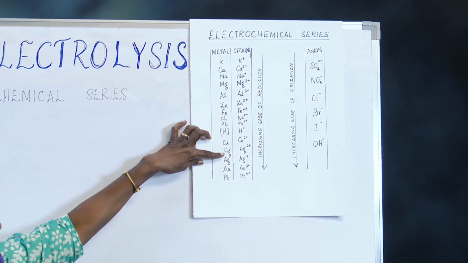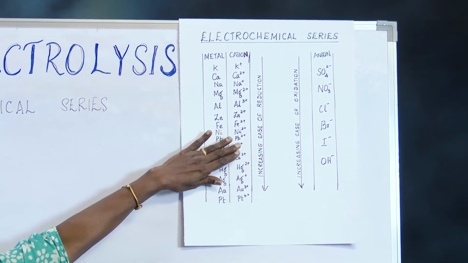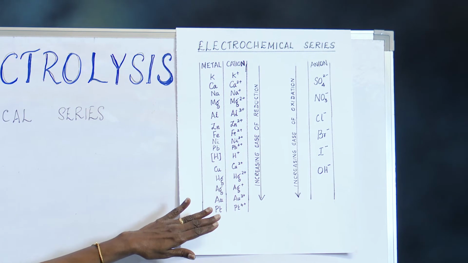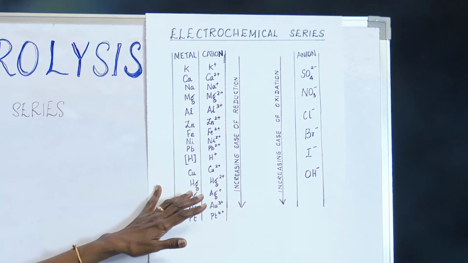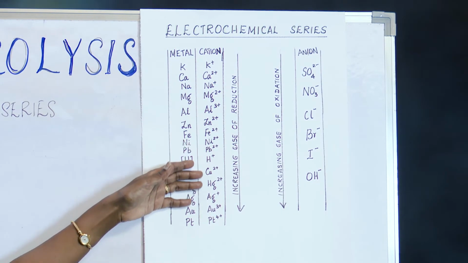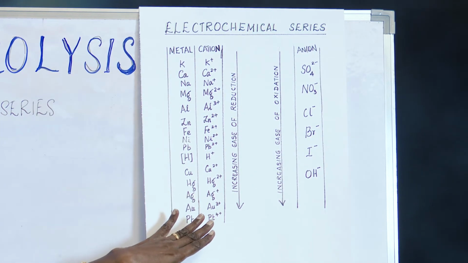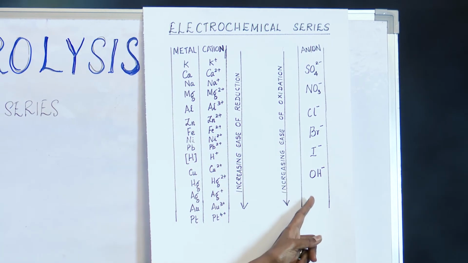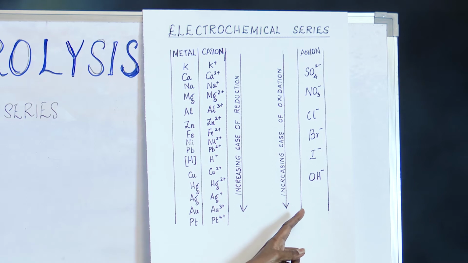Now when we see this, the ease with which it can ionize, as we come down, it actually becomes easier. In this electrochemical series, the lower the element, the easier it is to get discharged. That means these at the top are all highly ionizable. As we come down, it takes time. But the lower the element in this series, the easier it is for it to be discharged as neutral atoms. Similarly, for anions it is the same thing. The lower the position, the easier to discharge.